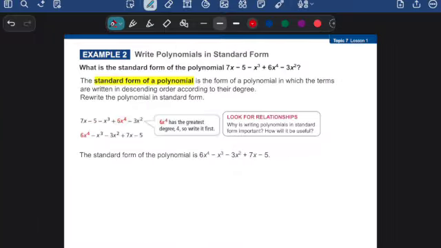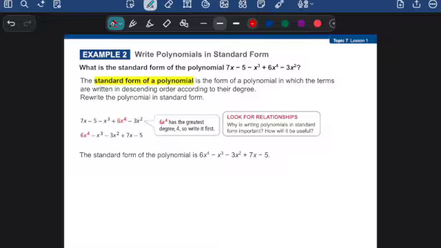Example 2, writing a polynomial in standard form. So this is important. You'll need to know how to write them in standard form. Just like we have standard form of a linear equation, ax plus by equals c, there's a certain order to writing them. When we're writing polynomials, you put them in order from highest exponent to lowest exponent, which would be your constant. Okay, and again, you're looking at the variable x first, like if there's more than one variable in a term, we're looking at the x.